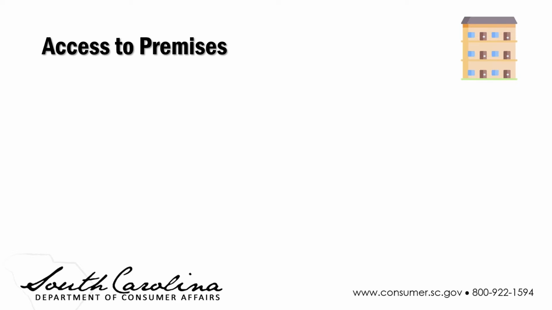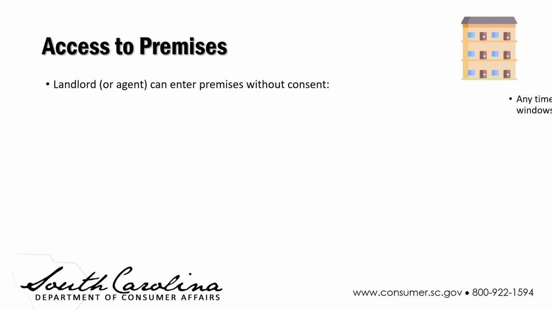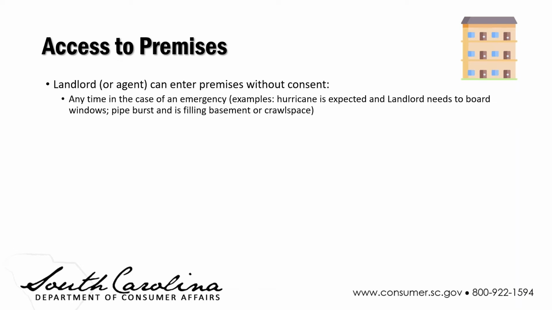Access to premises that the landlord must give. The landlord can enter the premises without consent under certain circumstances. Anytime in the case of an emergency. Examples of this: if there is a hurricane expected and the landlord needs to board up windows or the like, or a pipe has burst and is filling the basement or the crawl space with water. Those are emergencies.